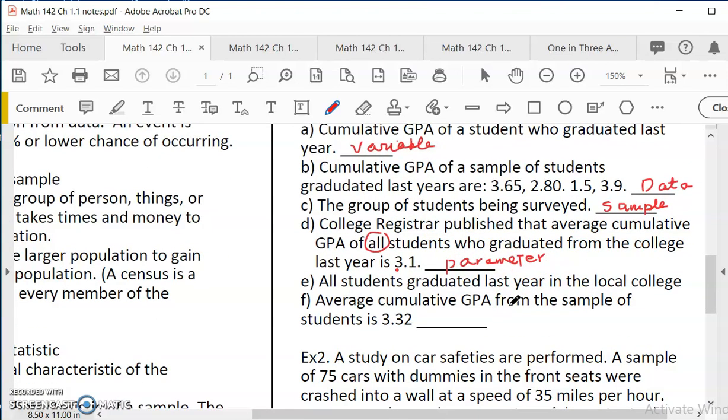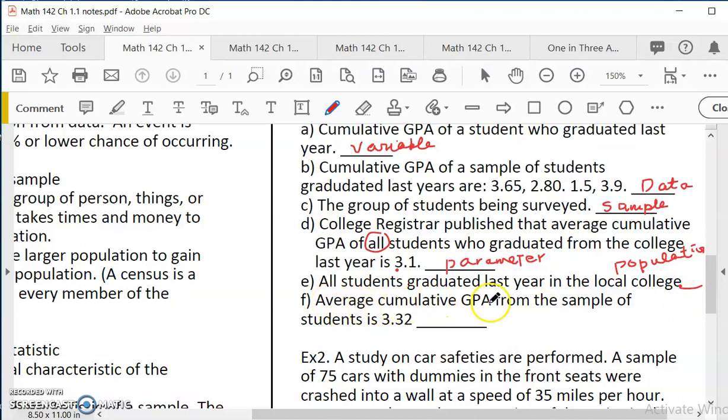E. All students who graduated last year in the local community college. So that would be the population, right? You are trying to study them. So that would be the population. I forgot to put the line here.